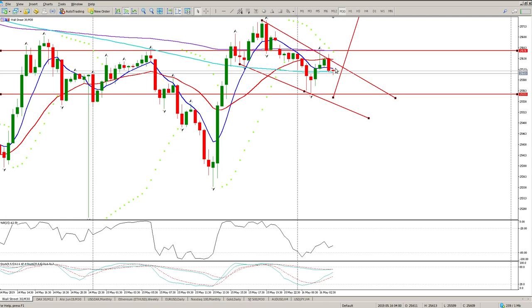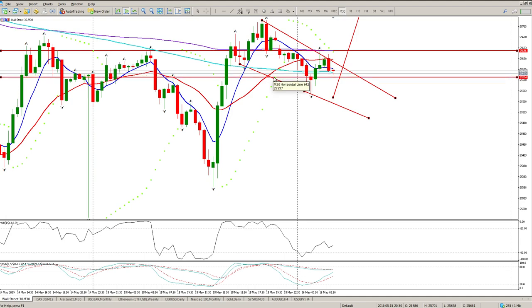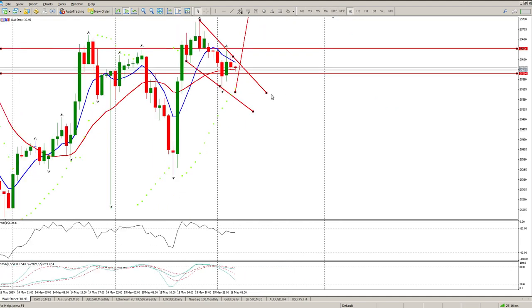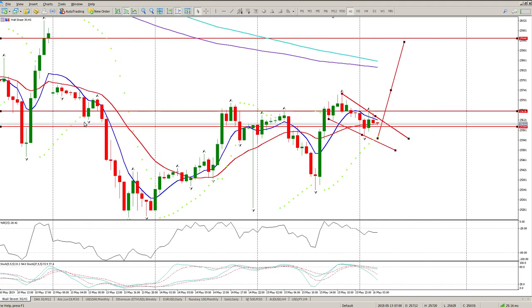So I would like to see another pullback down, and this could also be a level here. See the swing high here? Let's just pick it up off the hour. There it is there. But we're below that level there. There's an inside tail, so that could hold. This level could hold.